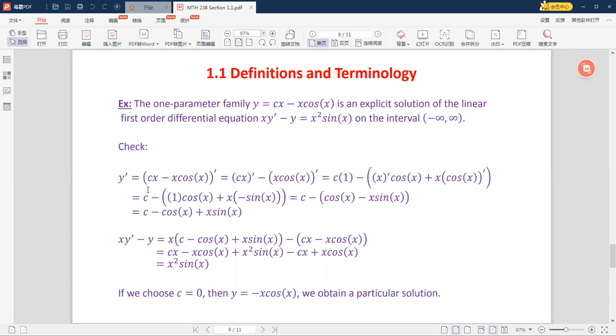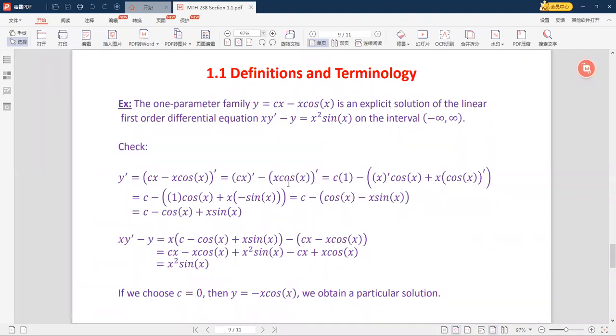So we need to take the derivative of y. So that's y prime. And it has two terms. So you just take the derivative term by term. So we get the derivative of cx minus the derivative of x times cosine x. And the first term is simple. The derivative of x is just one, so you got c times one. c is an arbitrary constant, remember? So that is a constant, so you can take it out from the derivative.